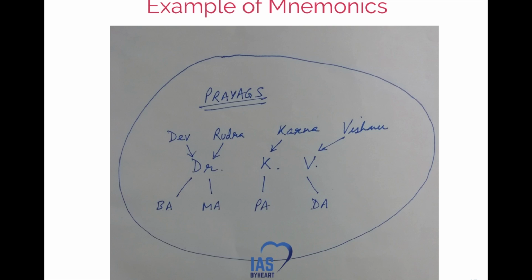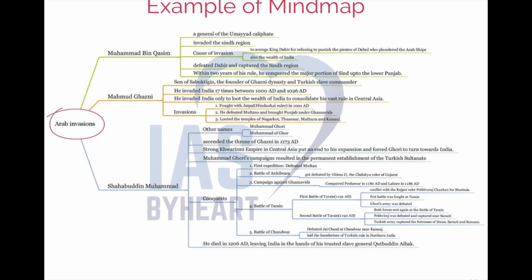Now I will give an example of a mind map. This is an example of a mind map which can be used to remember the different rulers who came from Arabs and the very important points you should remember related to each ruler. So these are the four ways which you can use to make your own notes very interesting.